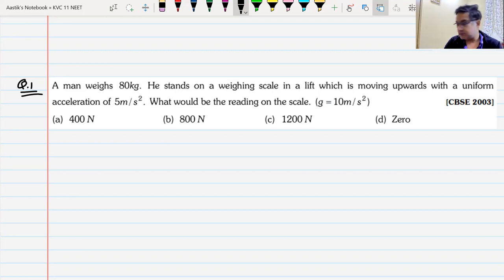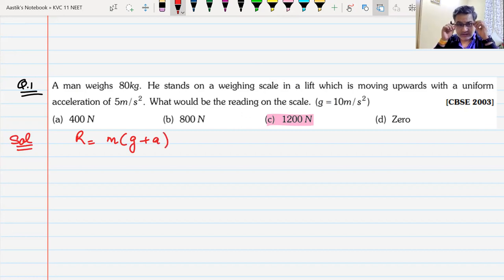Option C, sir. 1200 newtons. Everyone is getting it? Okay, so it is moving up. So the apparent weight R will be equal to m into g effective, and g effective will be g plus a. Mass is 80, g is 10, acceleration a is 5 meter per second square. You put the values, you get the answer, and you stay happy. Do we understand this?